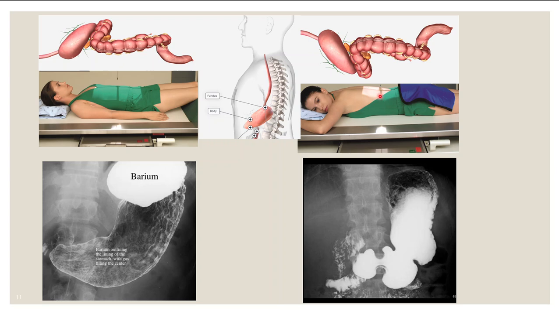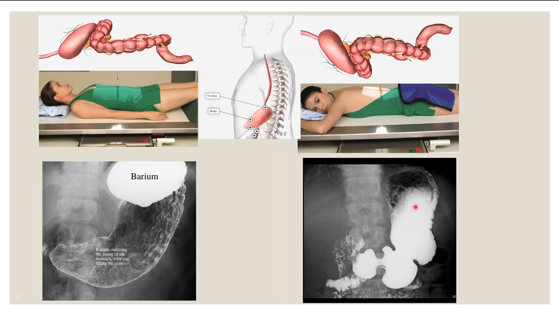So the air or gas would rise up into the fundus of the stomach, and the barium would settle down towards the belly button into the body and the pyloric portion of the stomach. So looking at this image, we can see the fundus here. It's radiolucent, filled with gas, and then the body and the pyloric portion of the stomach filled with the barium, patient in a prone position.